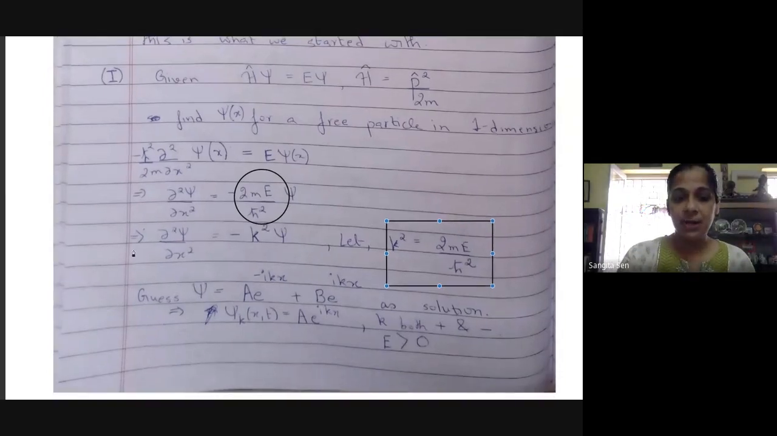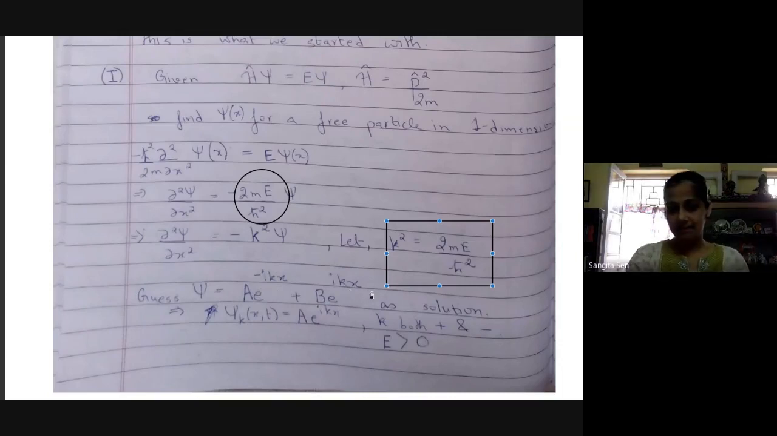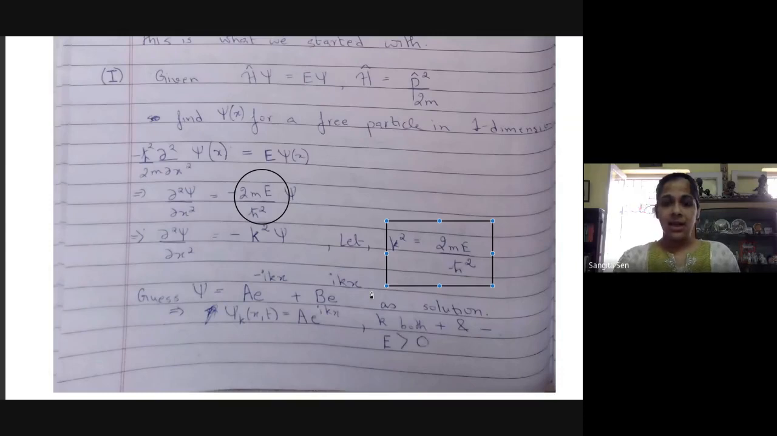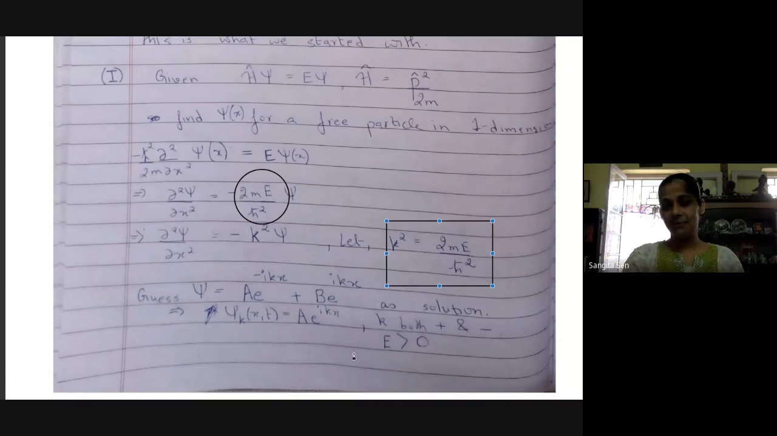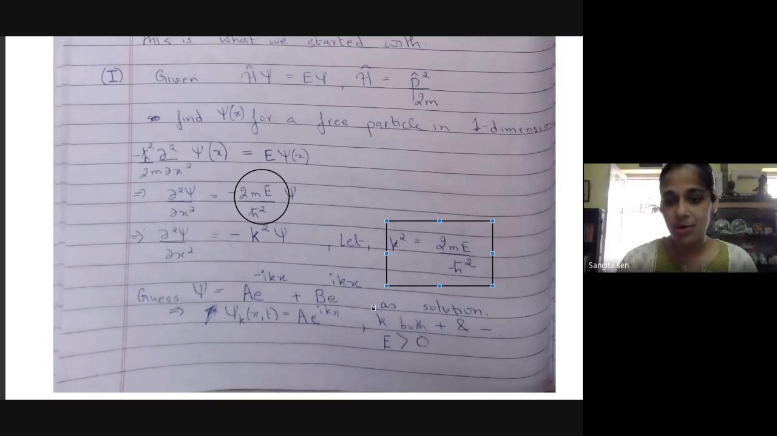Now an equation of this form is just the equation of a harmonic oscillator in classical physics, and we know that the solutions are of this form: A e to the power minus ikx and B e to the power ikx. Here K is a positive quantity. However, if we allow K to be both positive and negative, we can simplify it to A e to the power ikx.